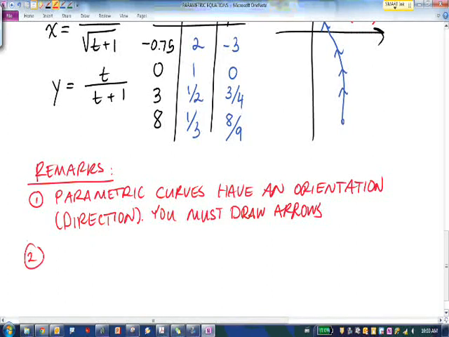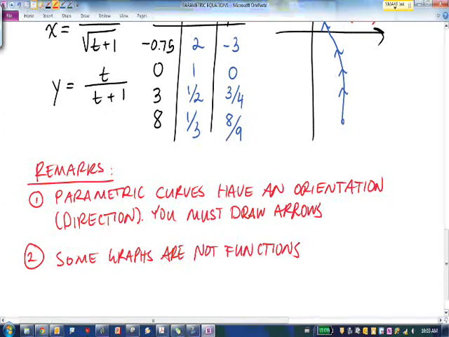The second thing I would note is that some graphs are not functions. You actually saw that in the first example where we had sort of a sideways parabola, and so what you'll find is we actually have more freedom with parametric curves than we did with just plain old rectangular curves.